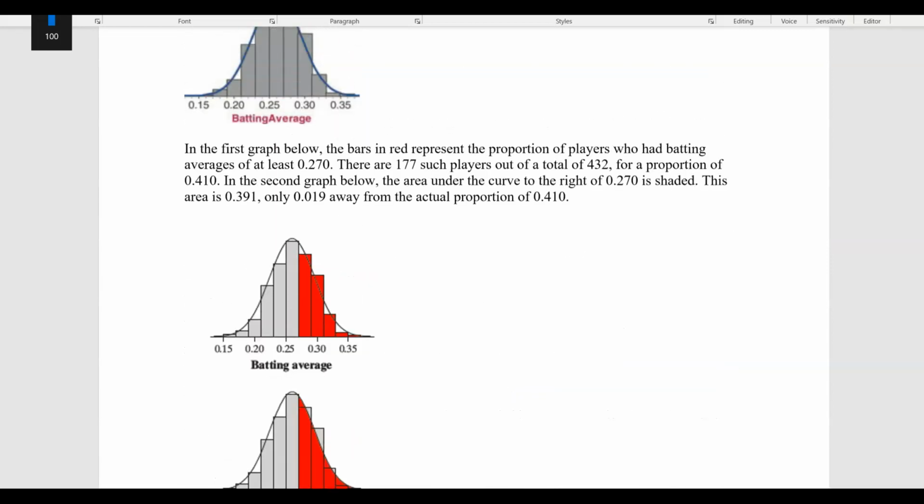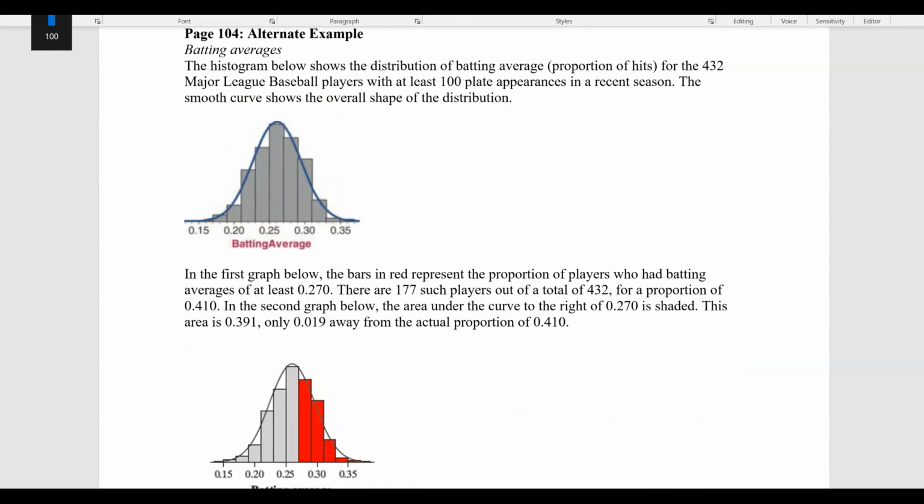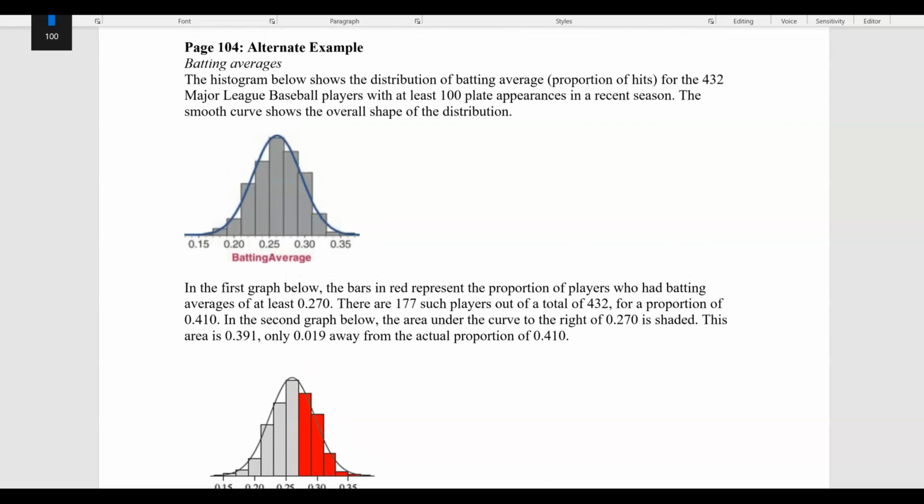Okay, so what we're seeing here is a distribution of batting averages for Major League Baseball players, and we can see somewhere around the middle where they report to us what the mean and the standard deviation are. And again, just because we have the mean and standard deviation for a variable does not mean that the variable follows a normal distribution. So here they're showing us the proportion of players who have averages in a particular window, and they're using the red to shade it, right? In the first graph below, the bars in red represent the proportion of players who have batting averages of at least 270. So they're shading those bars in.